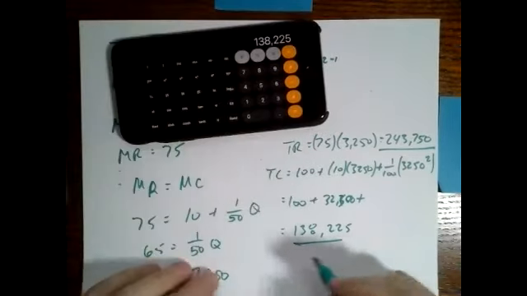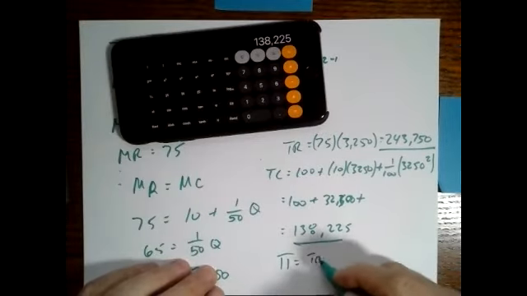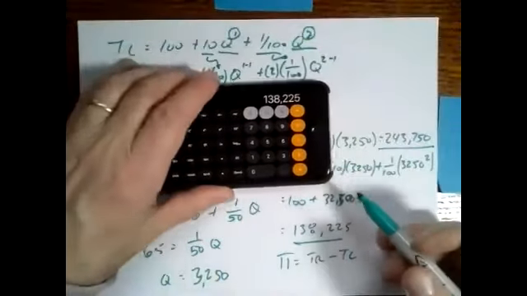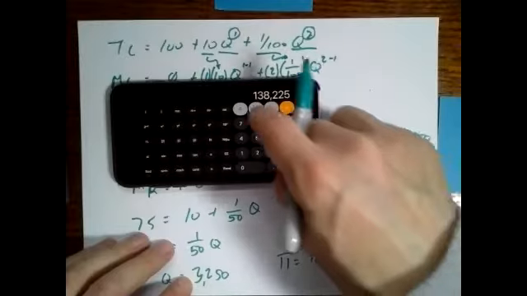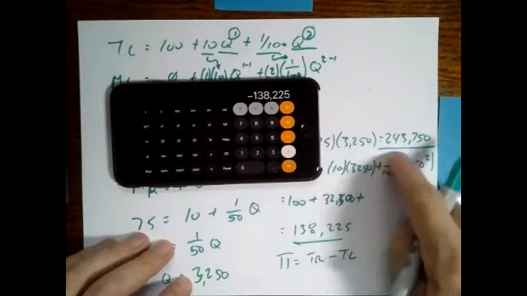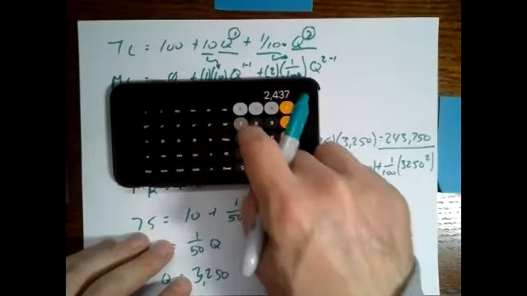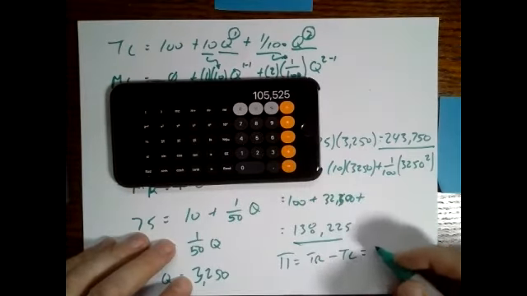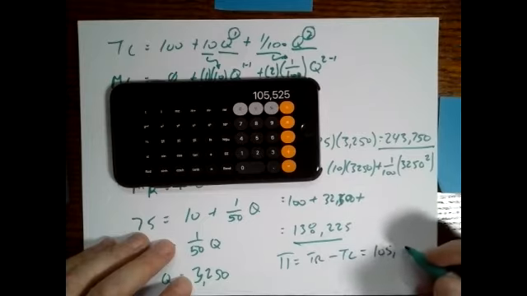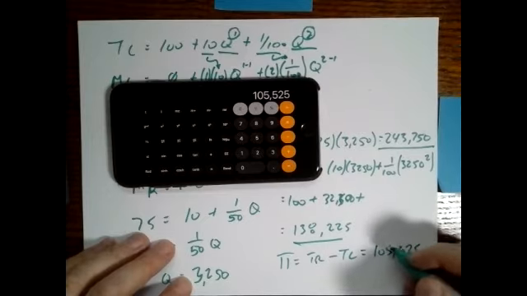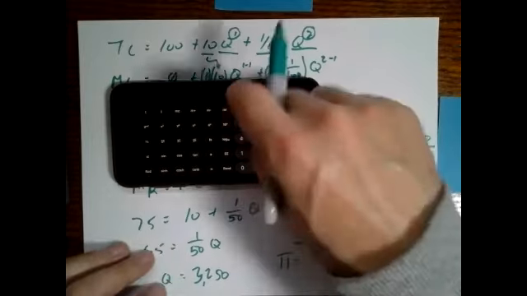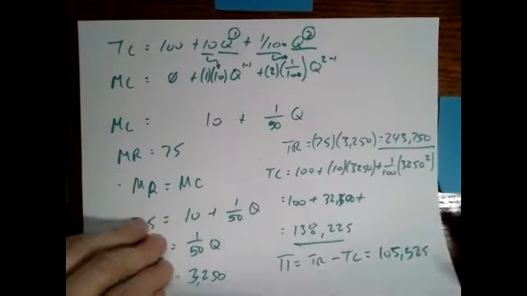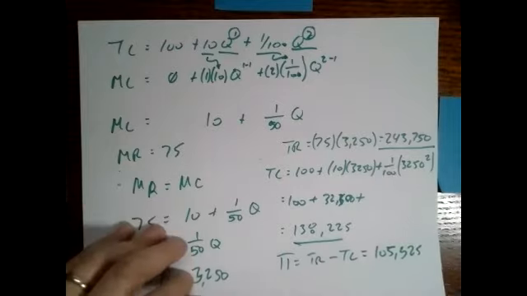So remember, profit equals total revenue minus total cost. So if we have 138,000 in cost, we make that negative, and we add our $243,750 in revenues. We get a profit of 105,525. So that's the maximum profit that this organization could make. Okay, all right, so we did that one.